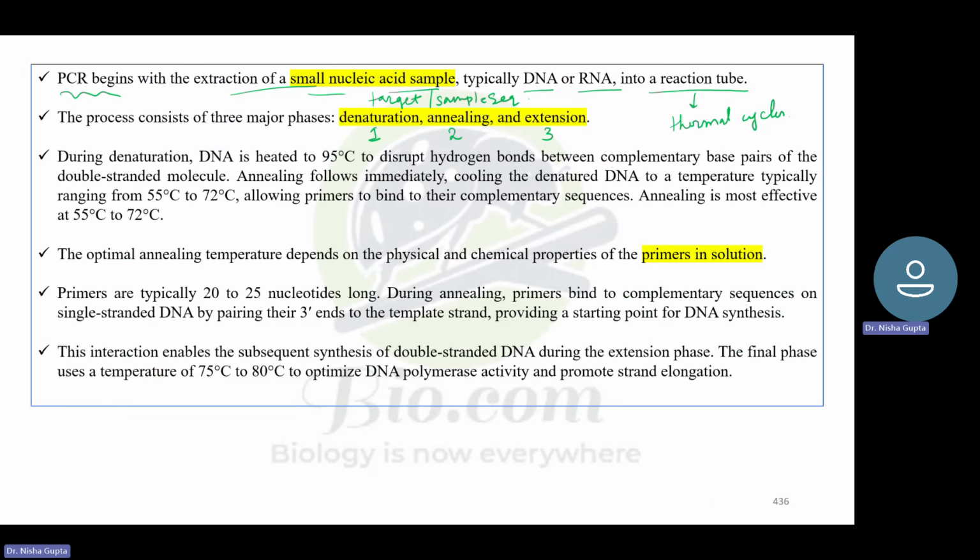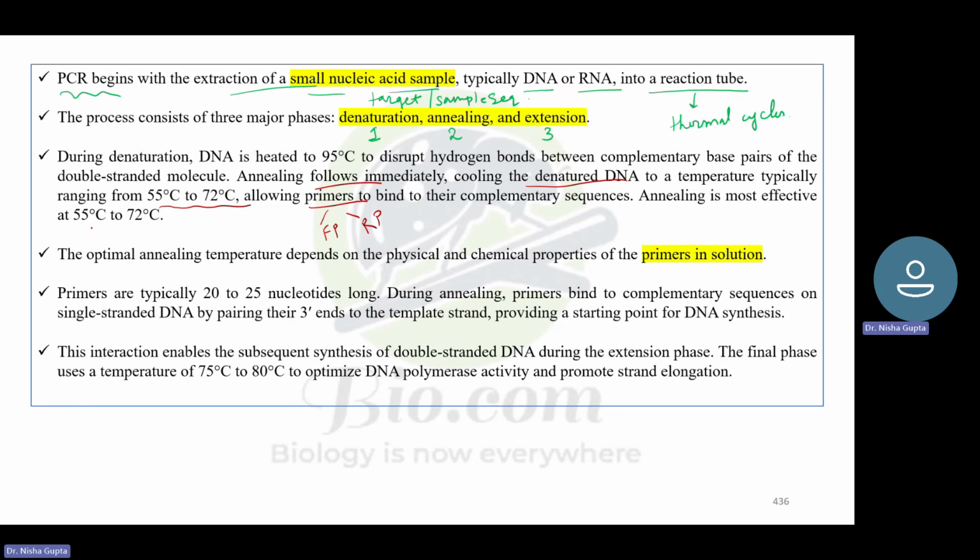So immediately after the denaturation step, annealing is there. Annealing follows immediately, cooling the denatured strand to a temperature typically ranging from 55 to 72 degrees Celsius. जिस पे primer bind होते हैं आपके. Primer will be like forward primer and reverse primer. And after that, your extension step will be there. Now, what should be the annealing temperature? So annealing temperature is the most important one.